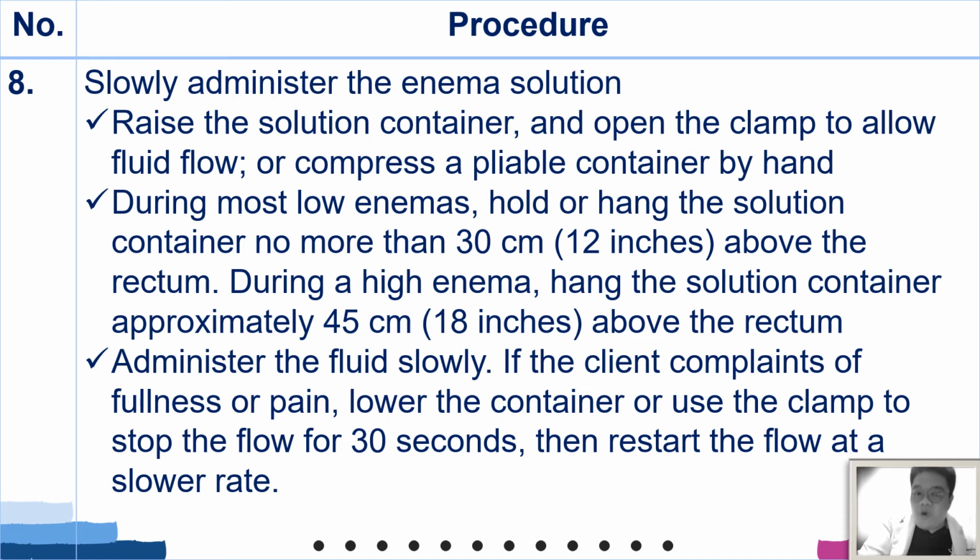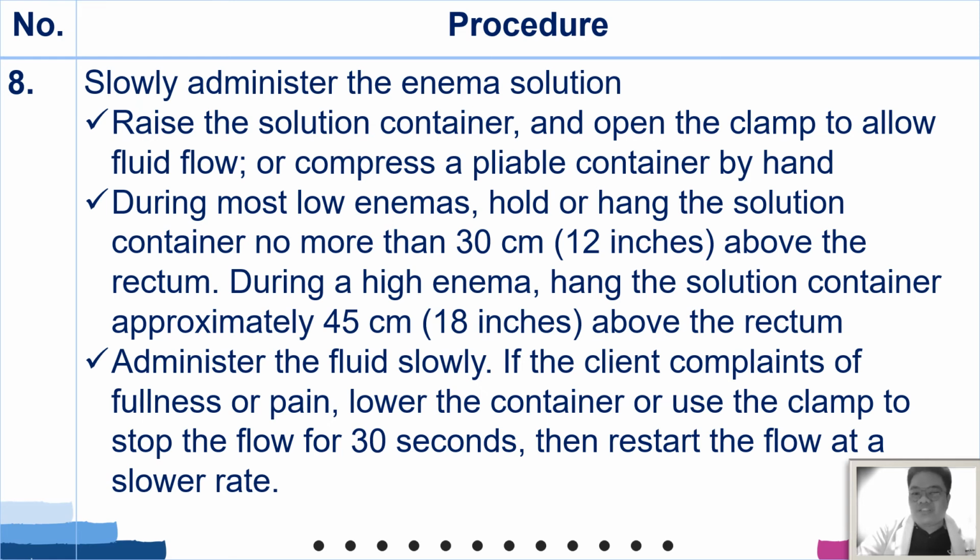Now, for low enemas, you need to hang the solution container not more than 12 inches. Take note of that, 12 inches. Now, remember your principle, the higher the container, class, the faster the flow rate. How could it be? Because remember class, it's the gravity working. In a high enema, you need to hang the solution container approximately 45 centimeters or 18 inches above the rectum. That would be a little bit faster.